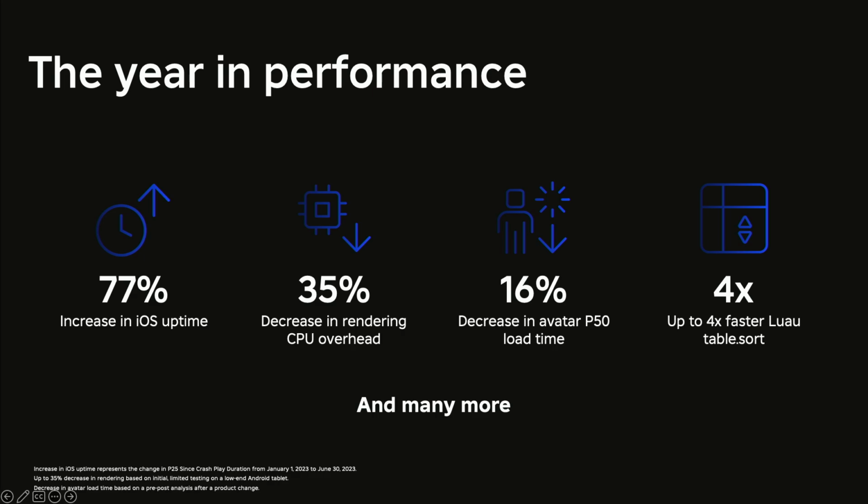We're also in the process of rolling out rendering optimizations, and these massively reduce CPU overhead. For example, for Brookhaven on Samsung S6 tablets, we're seeing a 35% reduction in CPU overhead, and we're seeing that for most experiences.